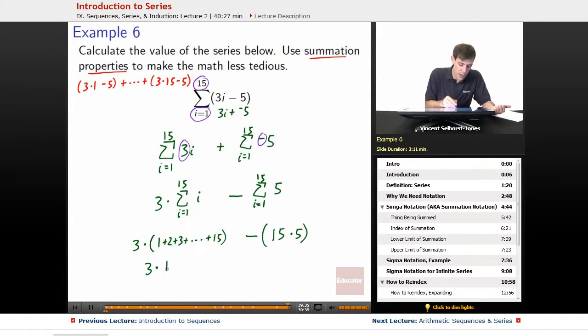So we've got 3 times 120 minus 15 times 5, 75. 3 times 120 is 360 minus 75. That comes out to equal 285, and there's our answer.